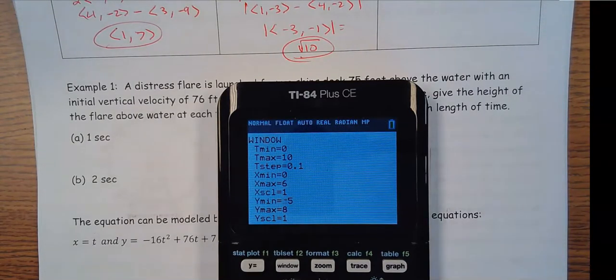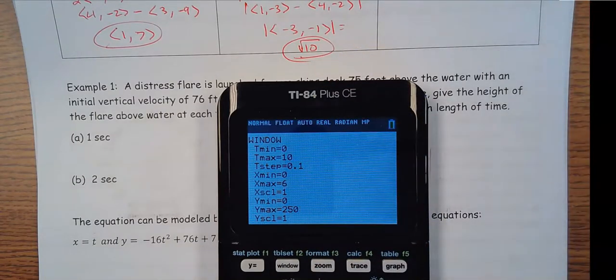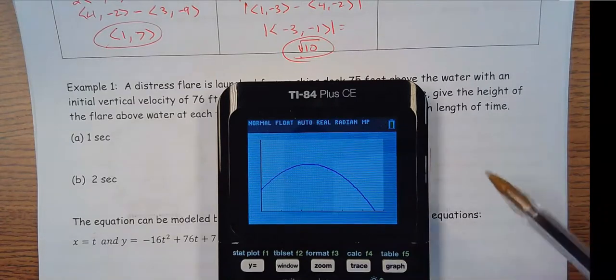And then my Y is going to go up pretty high. 0 is water level, so that's going to be the bottom of the graph. And how high does it go? I don't know, we'll just guess. You could say 250, maybe I'll put 250 feet in here. If the graph goes off the screen, then I'm going to come back and change that. So I'm going to hit graph of this guy, and it looks like it's a pretty good graph.